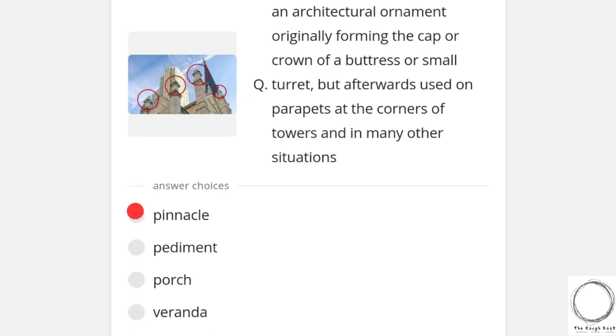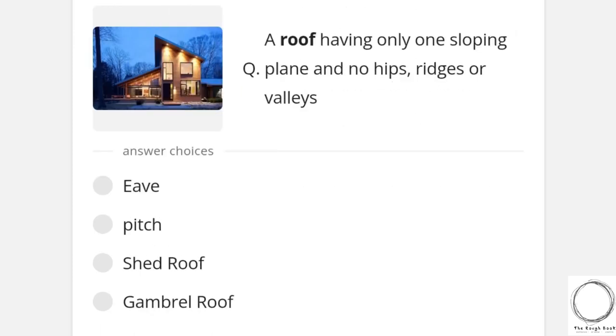Moving on to the next question, that is, a roof having only one sloping plane and no hips, ribs and valleys. And the options are eave, pitch, shed roof and gambrel roof. And the right answer is shed roof.